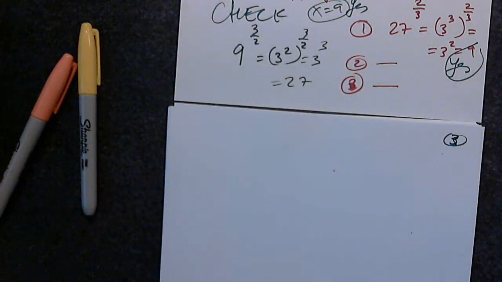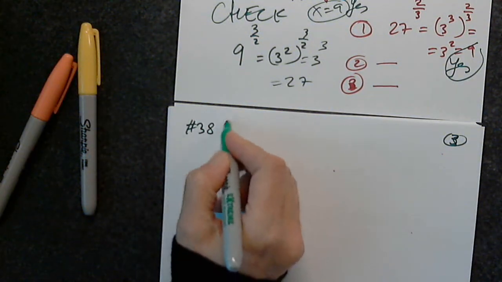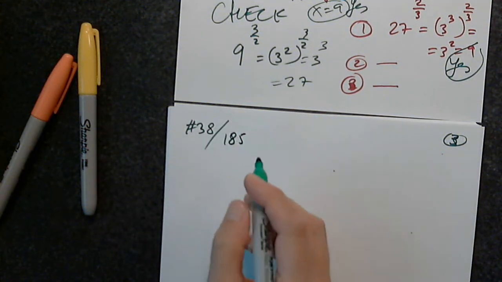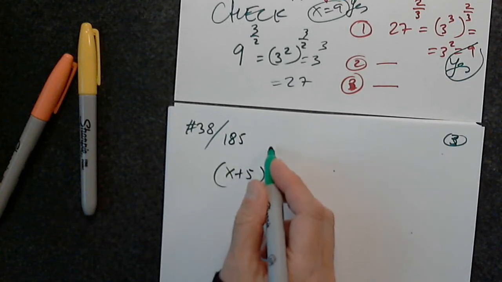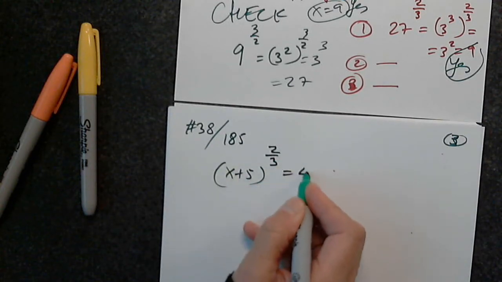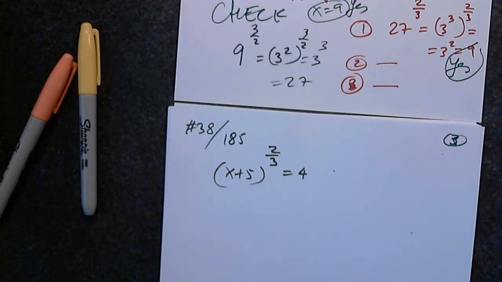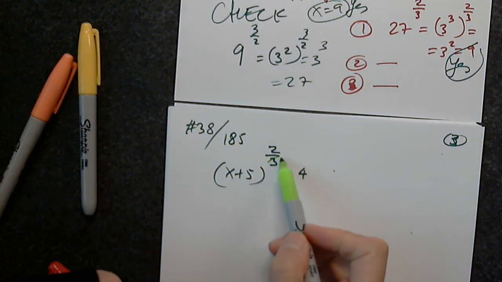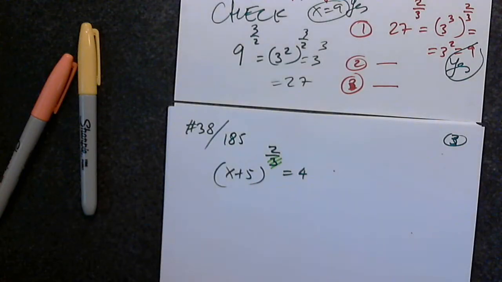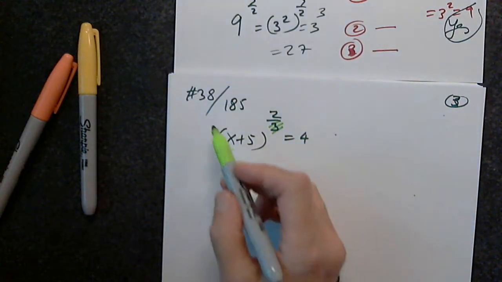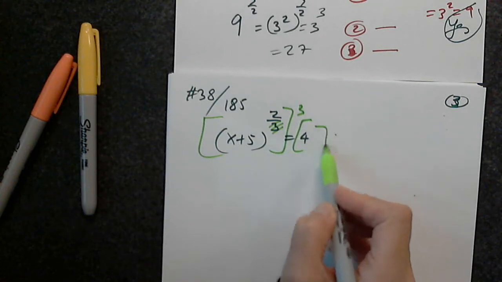Here's the next one, 38. Same page, 185. (x plus 5) to the 2/3 equals 4. Again, if you stick with my method, you'll never make a mistake and you don't have to memorize anything other than removing the denominator first and then the numerator. So how do I remove this denominator first? The denominator in the power, of course. Yes, I have to cube both sides.